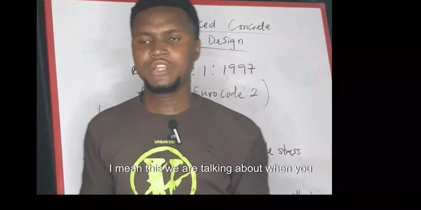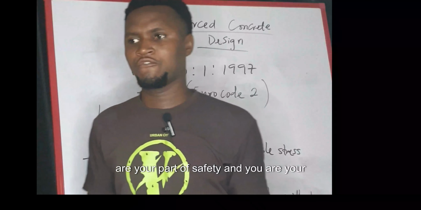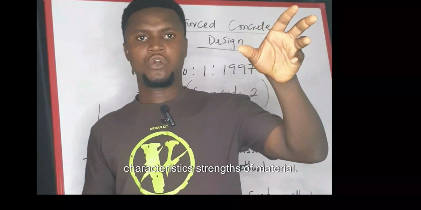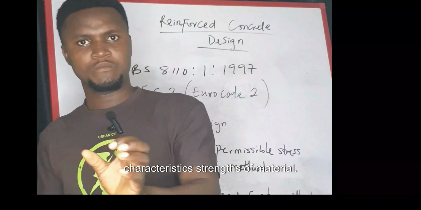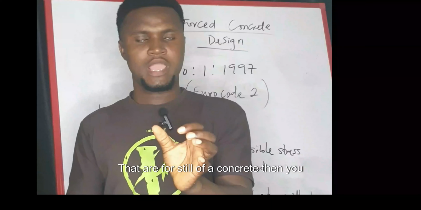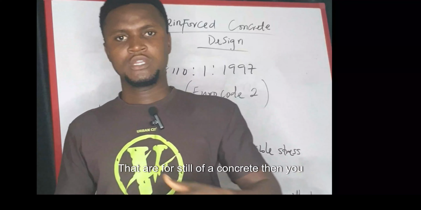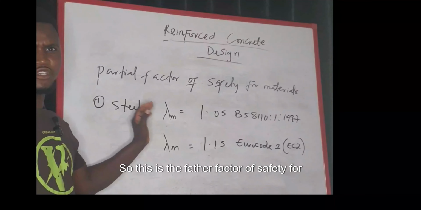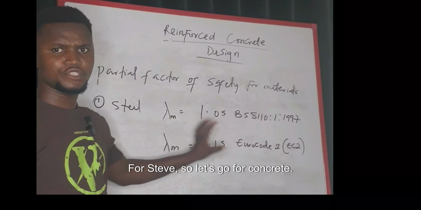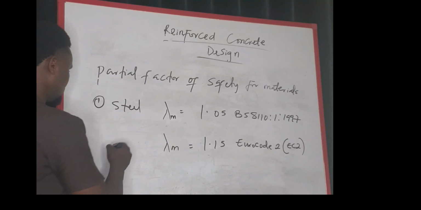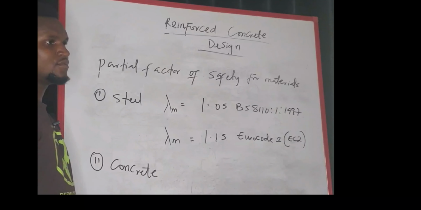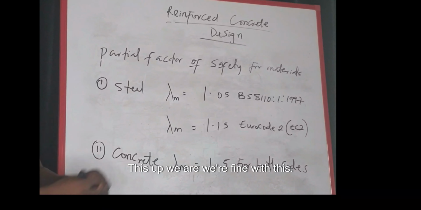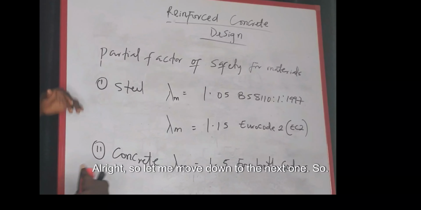That means when you have your partial factor of safety and your characteristic strength of material, either for steel or for concrete, you divide by the partial factor of safety. So this is the partial factor of safety for steel. So let's go for concrete. I have this for concrete. I hope we are fine with this. All right, so let me move down to the next one.